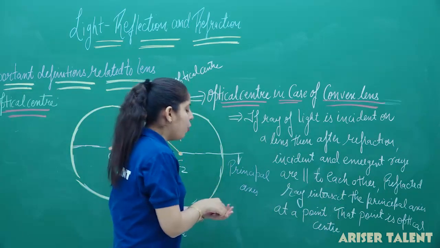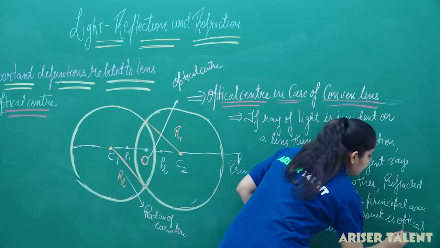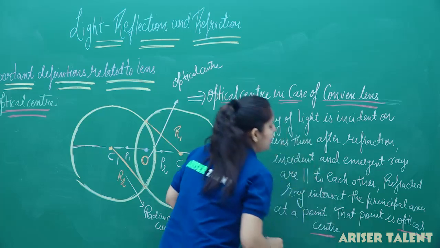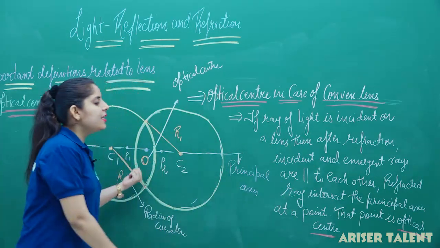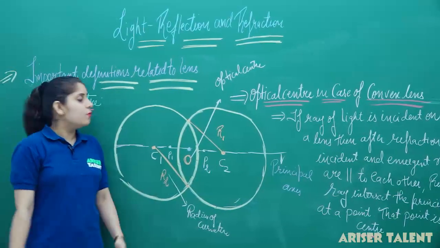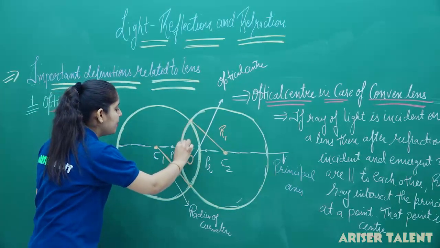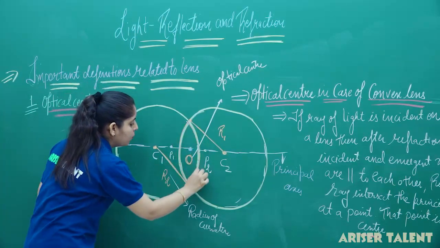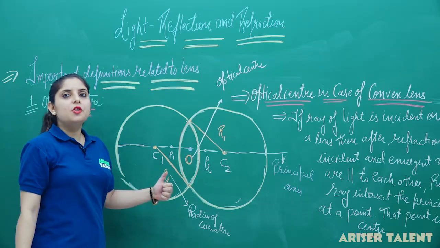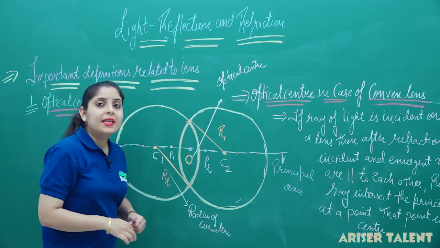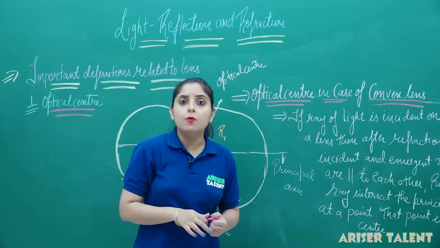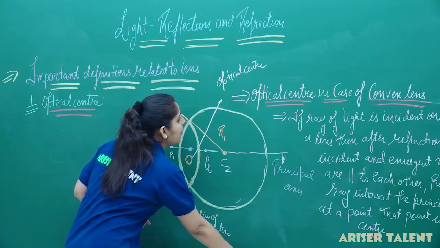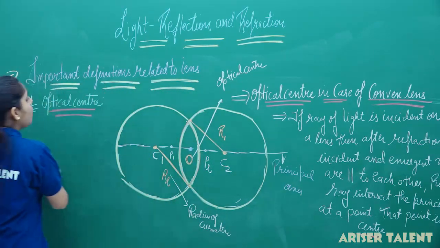So, this is the whole thing about the optical center. Now, what you have seen here is the optical center in case of the convex lens. This is forming a convex part, you can see here. Now, let us see where the optical center is formed in case of the concave lens. So, let's discuss the optical center in case of the concave lens.